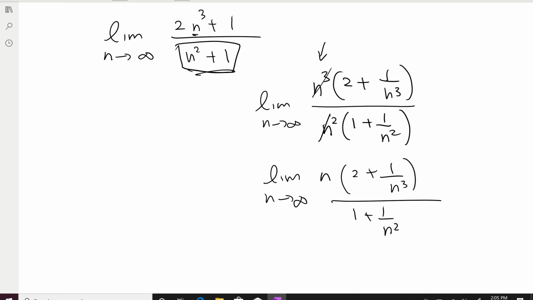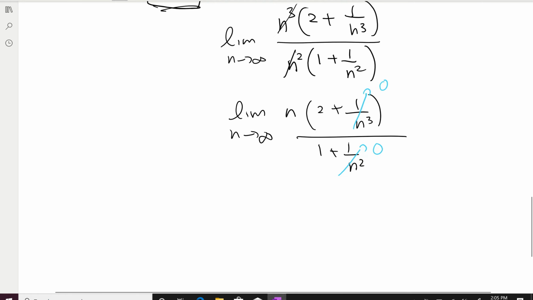Now let's see what happens. When n gets large, 1 over n³ approaches 0 and 1 over n² approaches 0. So the denominator is 1 plus 0, which is 1, but in the numerator, n gets large and there's no way around it: it goes to infinity. 2 plus 0 is 2, so 2 times infinity is infinity. So the limit is infinity, and this is a divergent example.